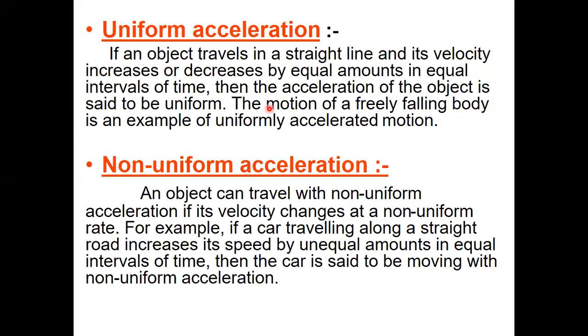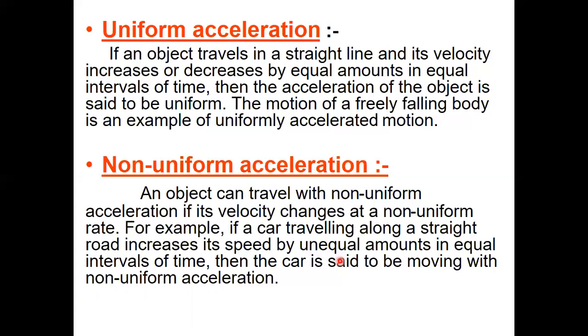See children, a freely falling body means when you throw an object from a height, it moves with a uniform velocity. It increases or decreases its velocity. Then we can say that the object is uniformly accelerated. It is in a uniformly accelerated motion. Means here it travels with a constant velocity here.